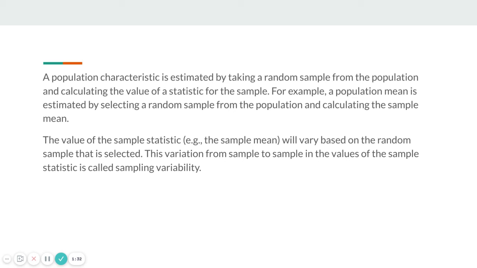So a population characteristic is estimated by taking a random sample from the population and calculating the value of a statistic for the sample. For example, a population mean is estimated by selecting a random sample from the population and calculating the sample mean. The value of the sample statistic, for example, the sample mean, will vary based on the random sample that is selected. This variation from sample to sample and the values of the sample statistic is called sampling variability.